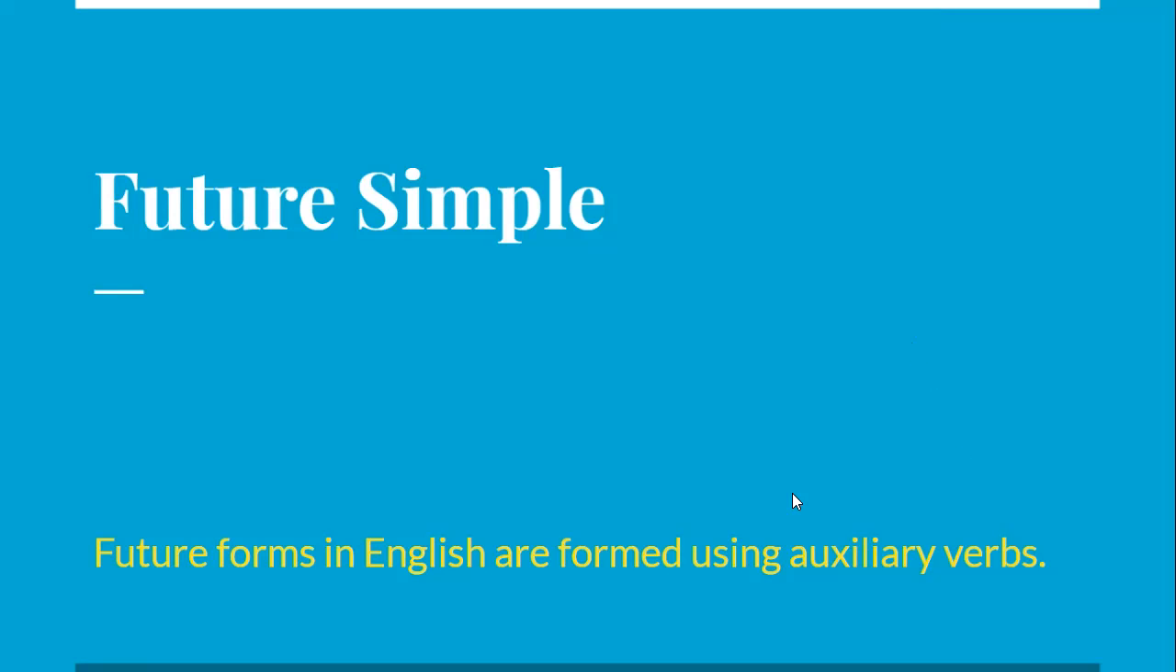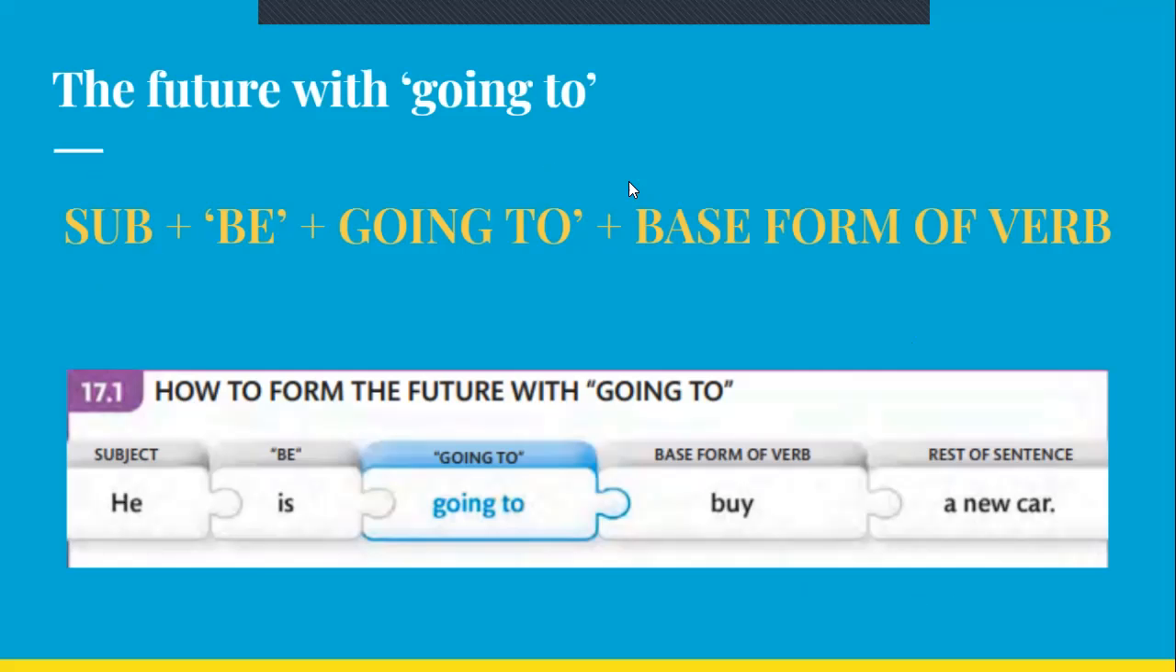और फ्यूचर सिंपल जो है वो ऑक्सिलरी वर्ब्स की मदद लेता है. फ्यूचर सिंपल टेंस में, फ्यूचर सिंपल सेंटेंसेस में we always use auxiliary verbs. Let's see what those are. So एक तो है जो फ्यूचर को हम सिंपली बताते हैं. फ्यूचर सिंपल टेंस में जब बात करते हैं तो we use the auxiliary verb going to.